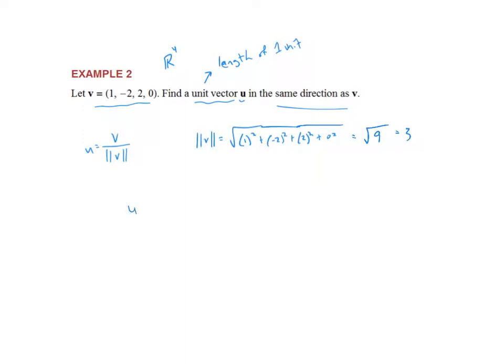All right. So u is my vector v, 1, -2, 2, 0, divided by 3, which is 1/3, -2/3, 2/3, and 0 for the last entry in that vector. Okay, so that vector points in the same direction as v, but only has a length of 1 unit.